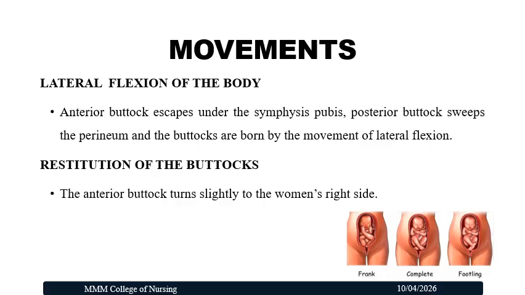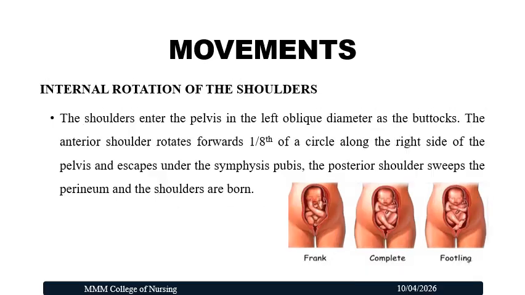Next movement is restitution of the buttocks. Anterior buttock turns slightly to the woman's right side. Next movement is internal rotation of the shoulder. The shoulder enters the pelvis in the left oblique diameter of the brim. The anterior shoulder rotates forward 1/8 of a circle along the right side of the pelvis, and now it will escape under the symphysis pubis. Then the posterior shoulder sweeps the perineum and the shoulders are born.